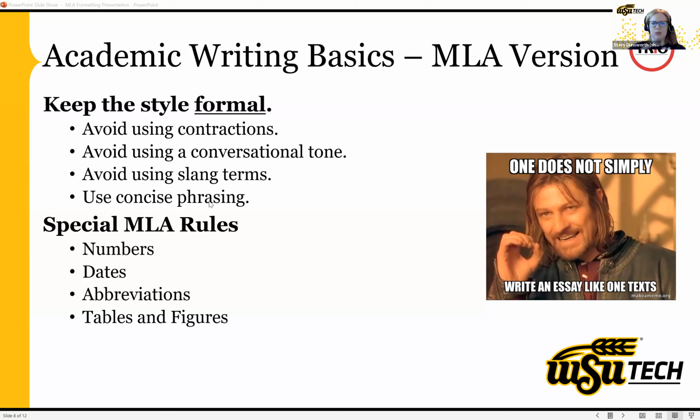With the slang terms, we have to avoid slang terms at all costs. Slang terms, also called colloquial terms, are things like wifey, hubby, bestie, things that are not wrong in everyday conversation, but they're also not formal. Instead of saying wifey or hubby, we would say spouse, domestic partner, significant other, something like that.